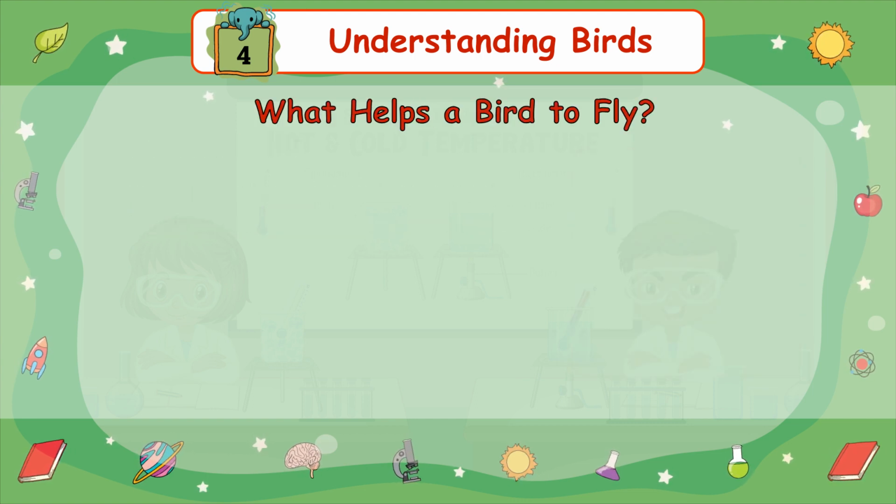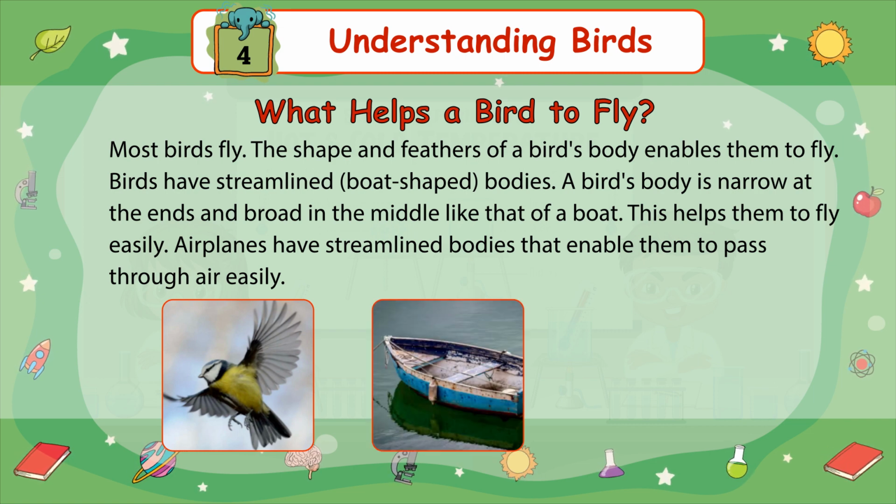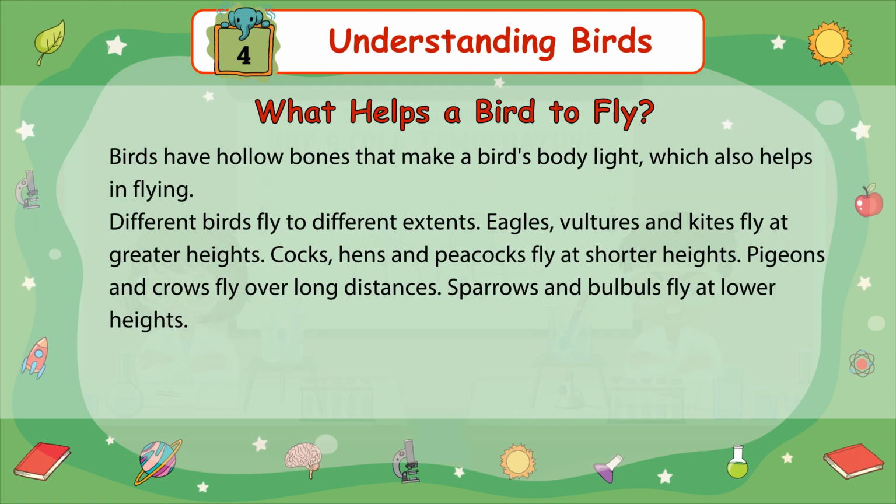What helps a bird to fly? Most birds fly. The shape and feathers of a bird's body enables them to fly. Birds have streamlined, boat-shaped bodies. A bird's body is narrow at the ends and broad in the middle, like that of a boat. This helps them to fly easily. Airplanes have streamlined bodies that enable them to pass through air easily. Birds have hollow bones that makes a bird's body light, which also helps in flying.